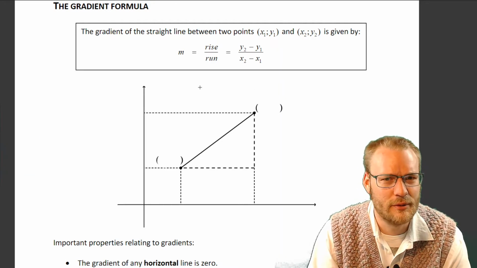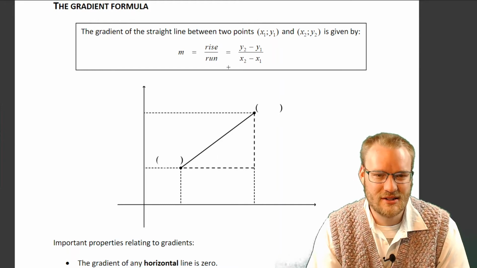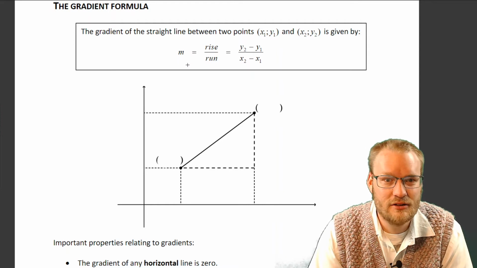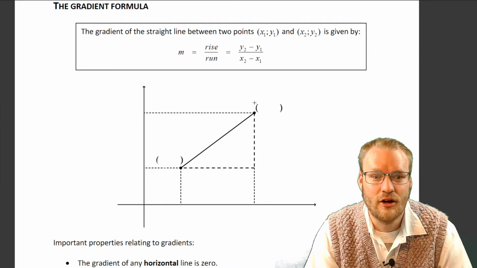So it's the gradient formula. This is what we're doing on Friday. Now, we already know this idea, I'm sure. Gradient is m because gradient starts with m. How do we work out gradient? We go rise over run.